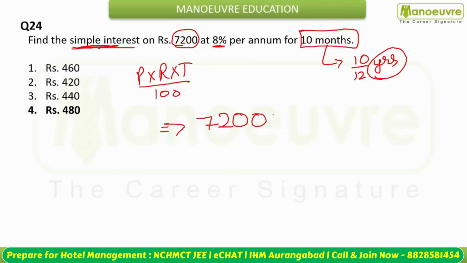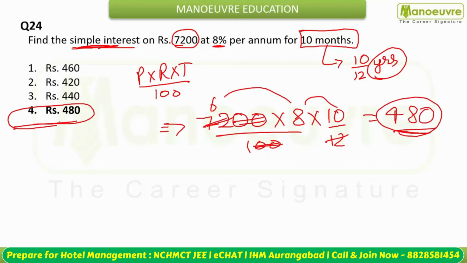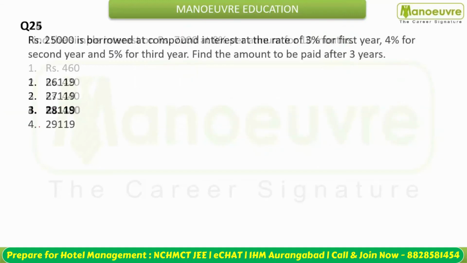That is 7200 into 8 into 10 by 12 by 100. Cancel करेंगे double zeros. We're gonna cancel 12 at 72 for 6, and now 6 into 8 is 48 into 10 is what? This is gonna be 480 rupees. So option number 4 is the correct answer. Moving ahead, आगे चलते हैं.